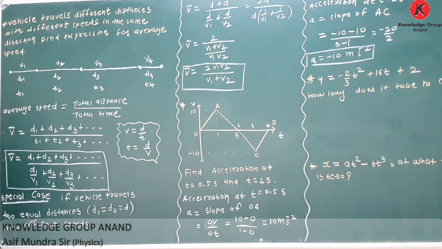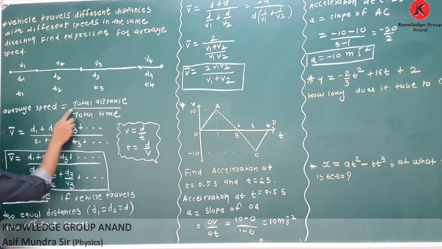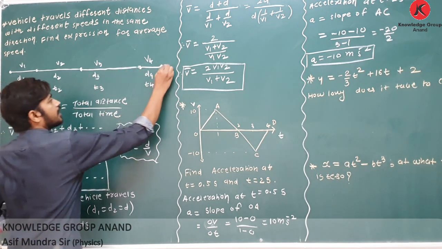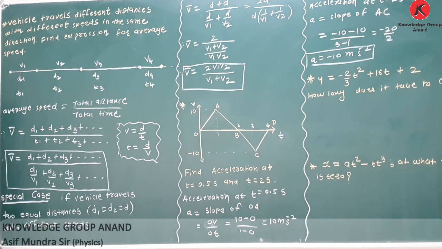Now your question is you have to find average speed. Average speed is equal to total distance upon total time. Average speed v bar is equal to, from the figure you can say what is the total distance. Yes, d1 plus d2 plus d3 plus d4 and so on. Clear? And what is the total time? It is t1 plus t2 plus t3 plus t4 and so on.